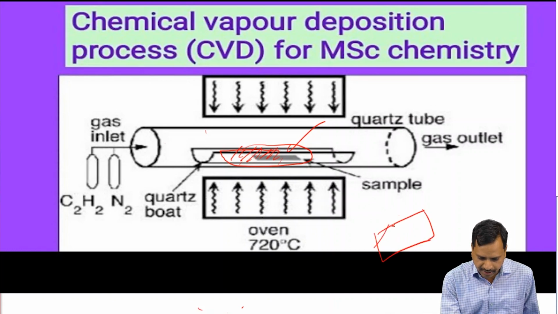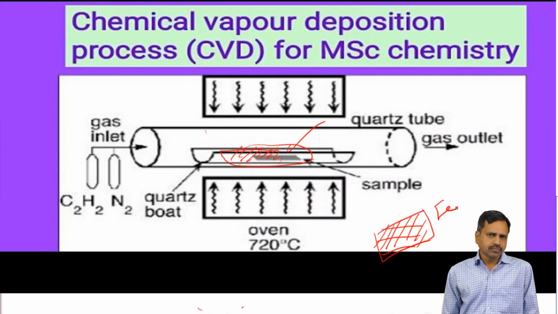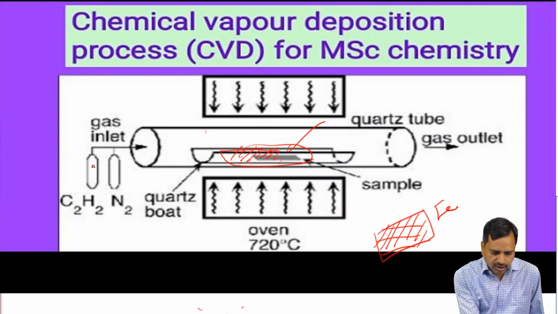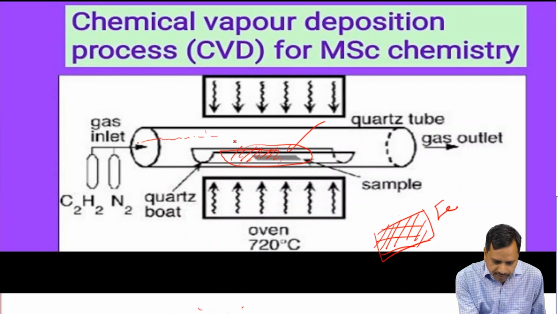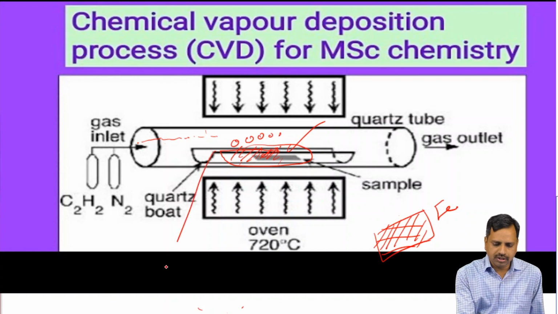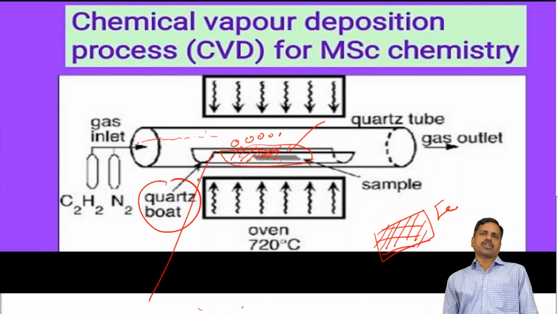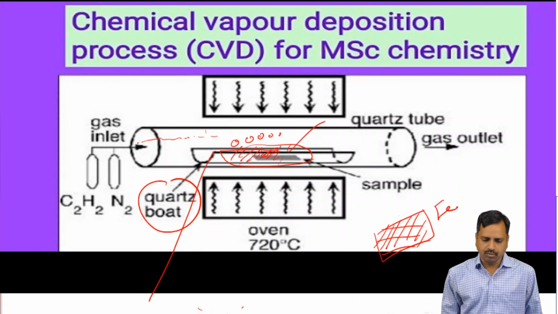We'll take this iron mesh. This is made up of iron. So why do we take only iron? This iron will be used as a catalyst, where the vapors will come and be deposited on the surface of the substrate. This one is called the boat. Here it is written, this is a quartz boat. Quartz boat means it is made up of SiO2.